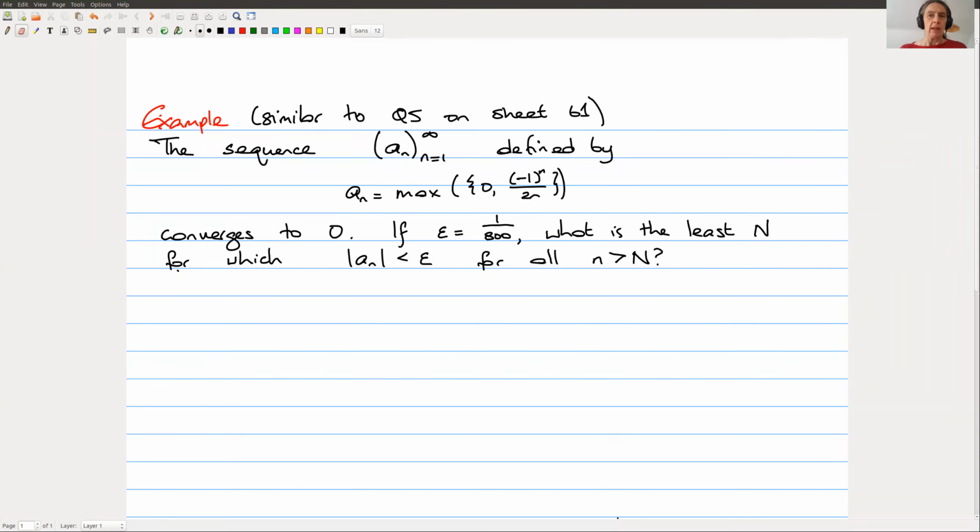Hello, everyone. A couple of people have been in contact with me about question 5 on homework sheet 61, which is the 5th homework. So I thought I could maybe give an example a bit like it in case it's of use to anybody. I'll just have a look through it.